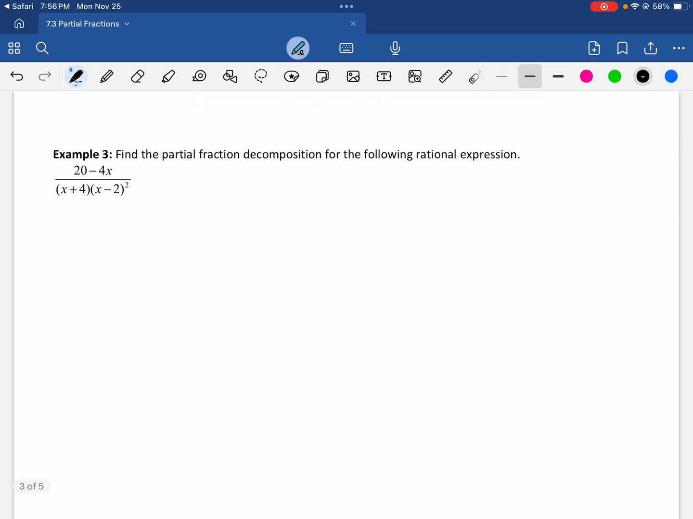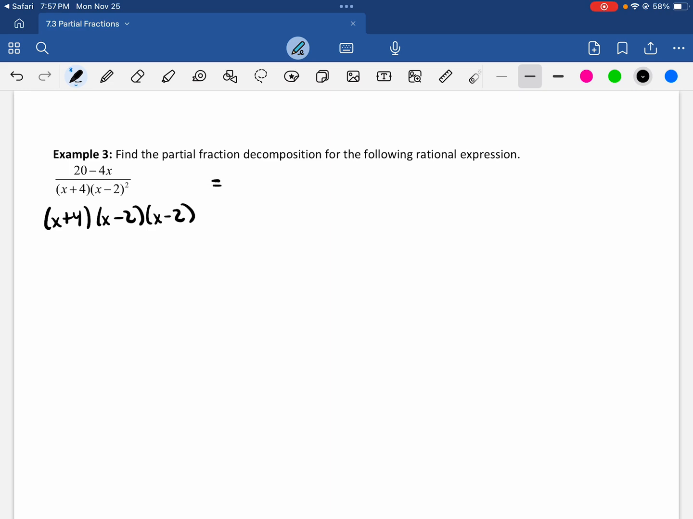All right, example number 3. A little bit more involved in this one. For this partial decomposition, notice that you have an x minus 2 squared. So an x minus 2 squared means I really have to write that x minus 2 twice, which tells me that I'm actually going to have 3 parts to my partial fraction, because that denominator is made up of 3 different things.